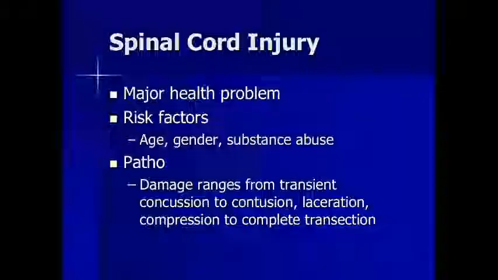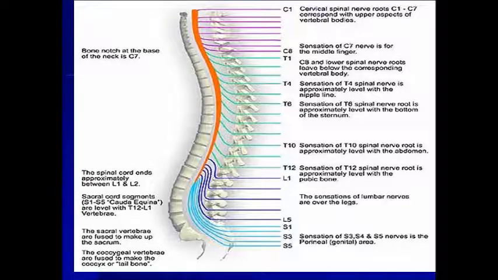We know that this is a long series of nerve cells and fibers that go from the base of the brain to right above the tailbone, and it ends about at the L1 to L2 level. The spine is the vertebrae that encases the cord. So let's make sure we know what the spinal cord is and what the spine is.